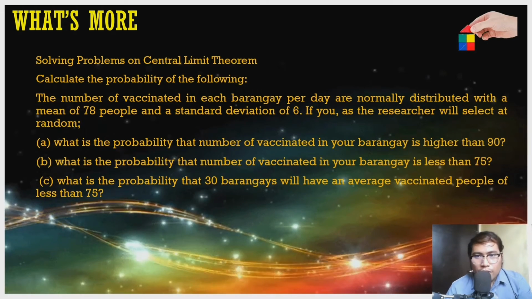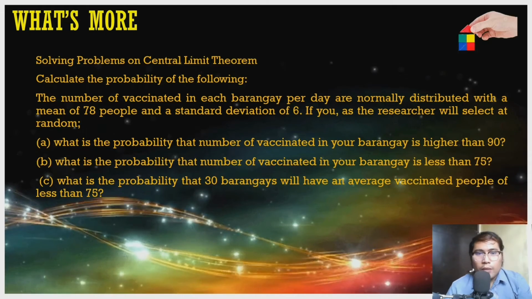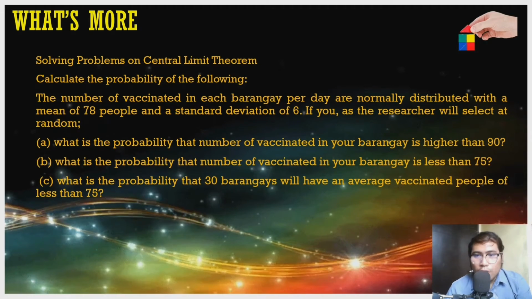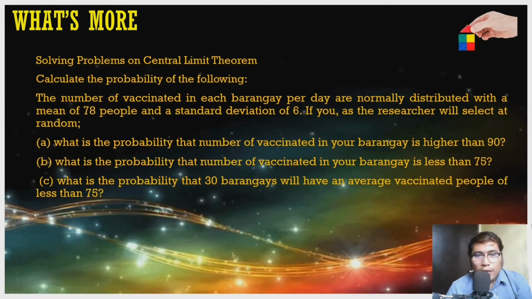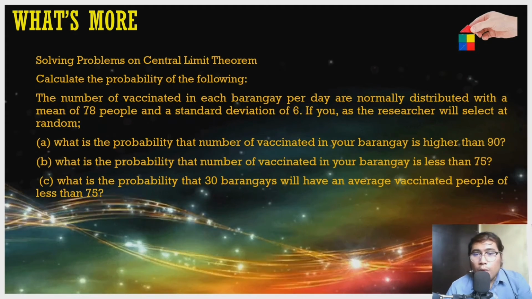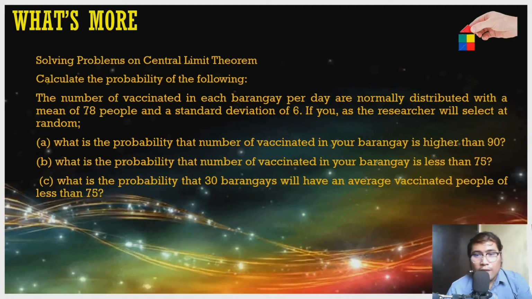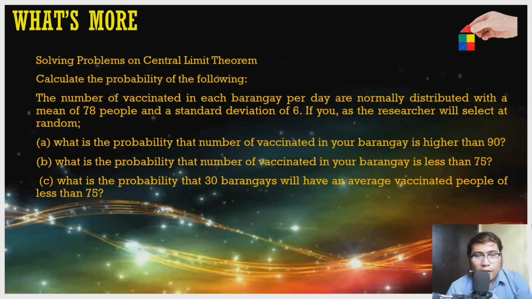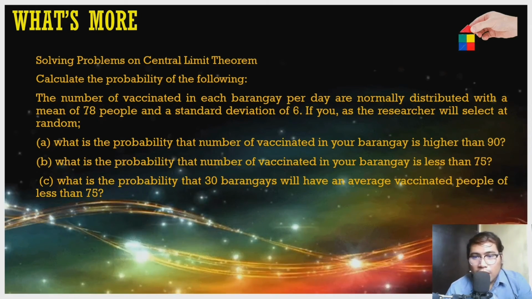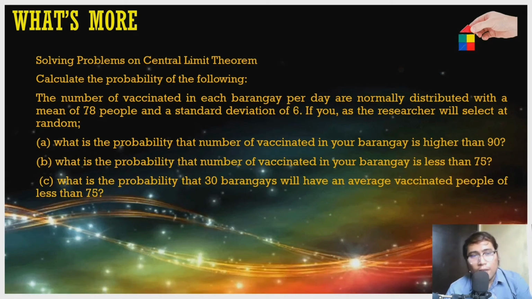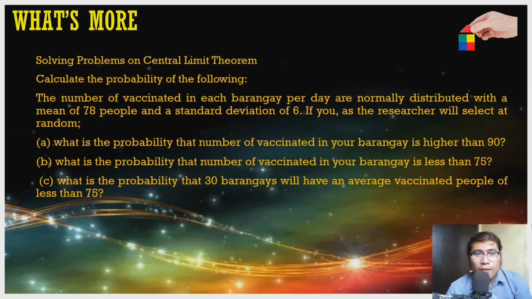If you, as the researcher, select a barangay at random: letter A, what is the probability that the number of vaccinated people in your barangay is higher than 90? Letter B, what is the probability that the number of vaccinated people in your barangay is less than 75? And letter C, what is the probability that 30 barangays will have an average of fewer than 75 vaccinated people? So we are going to solve for the probability of the following.